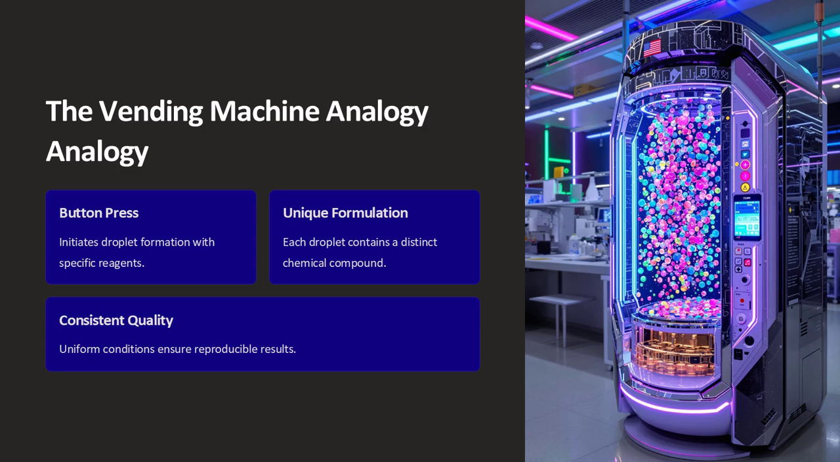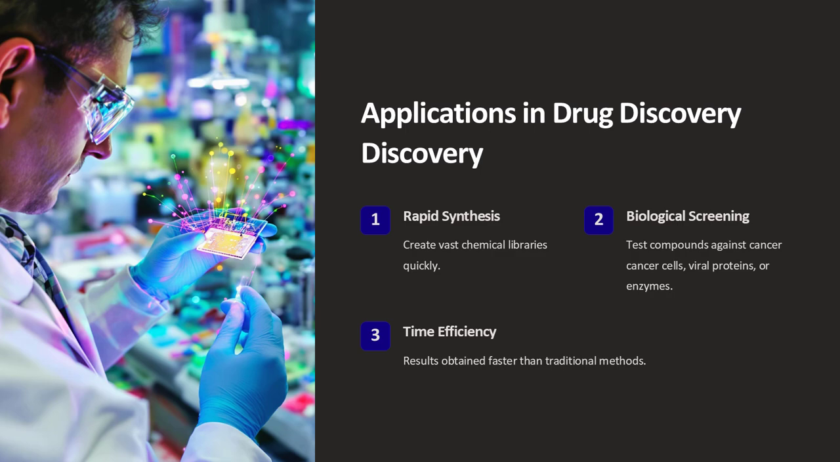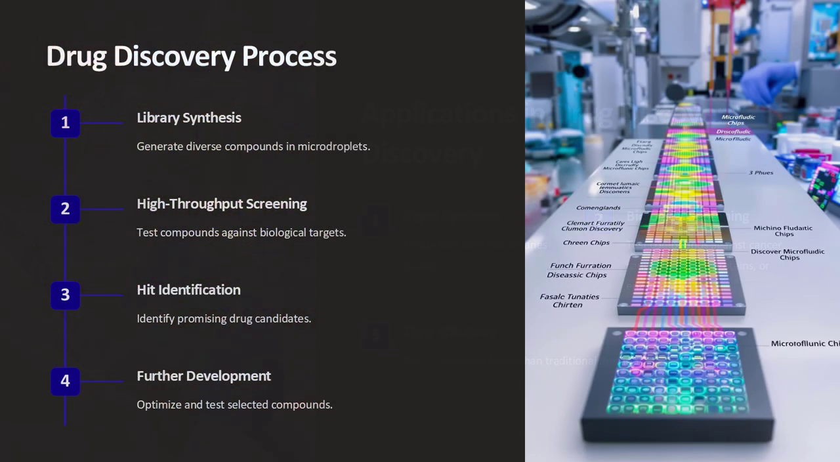For example, if you are trying to synthesize a library of novel catalysts, you might combine various metal ions, ligands, and reducing agents within each droplet. As the droplets flow through the channel, reaction conditions such as temperature and concentration can be finely tuned by adjusting flow rates or by incorporating temperature-controlled zones. This level of control allows chemists to explore a vast chemical space systematically and efficiently.